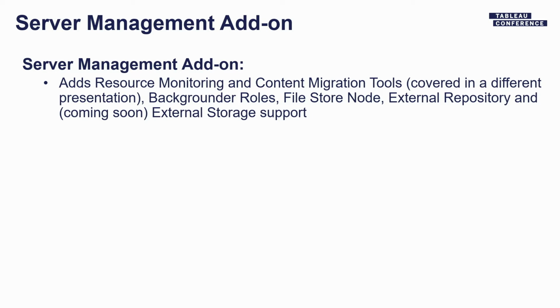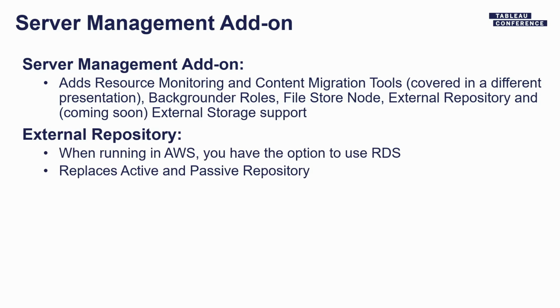But for now, what I want to talk about is the external repository and the external storage, which are the last two here. These are of interest because they're examples of the outsourcing of our HA, what we talked about earlier with the external load balancer. So with the external repository, if you're running in AWS, you can use RDS to replace your active and passive repositories. And there's some nice things about this. You can set up RDS to be highly available, and you can externalize that and take advantage of all the features that RDS has to offer.